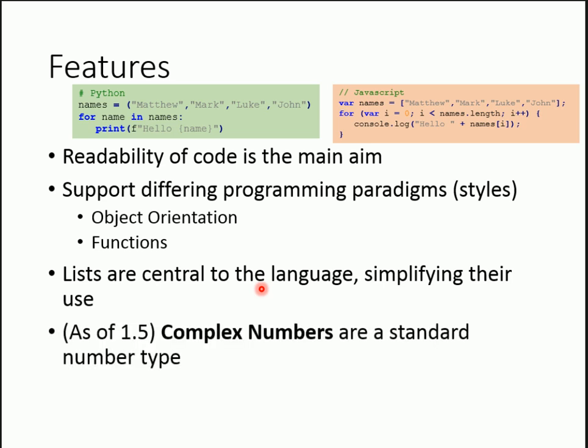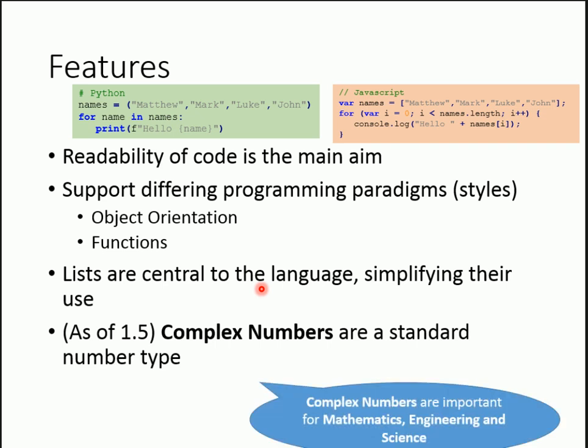And what's good for mathematicians and engineers is Python nowadays supports something called complex numbers, which allows a lot of maths, physics and engineering calculations to be done quite well and efficiently. If you have to deal with complex numbers in other languages, you have to use very special ways of working. But this is naturally built into Python.